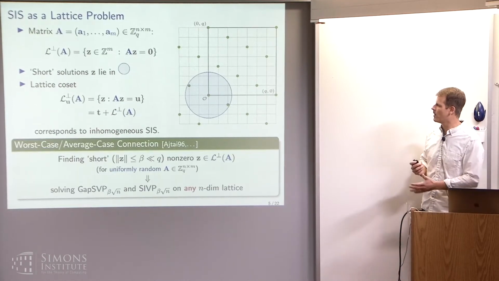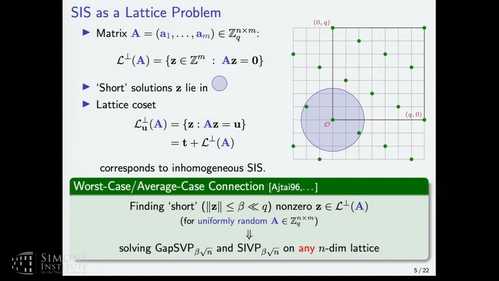So what we have here, which Daniele showed us, is this remarkable worst case to average case reduction for SIS. It says that if you have an algorithm to find short non-zero vectors in this lattice, or even in a random coset of this lattice, for a uniformly random A, then you can use that algorithm to solve various lattice problems in the worst case, on any n-dimensional lattice.